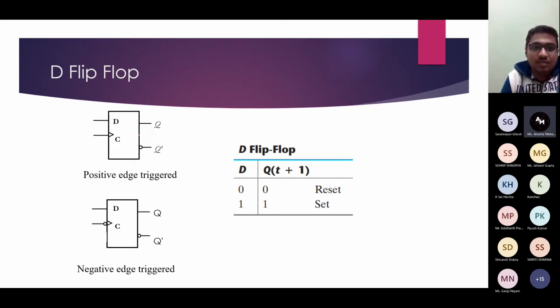Now this is the D flip flop. Here again, this is the block diagram of a D flip flop. D flip flop has two inputs, D and the clock input. And here this is the negative edge triggered D flip flop.